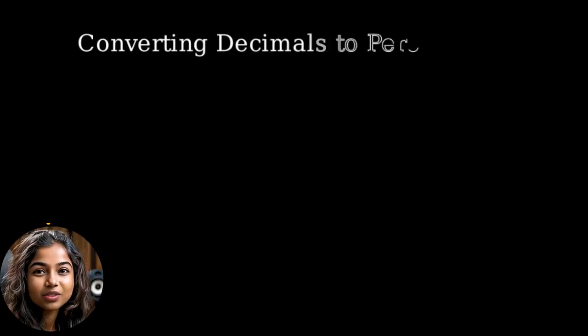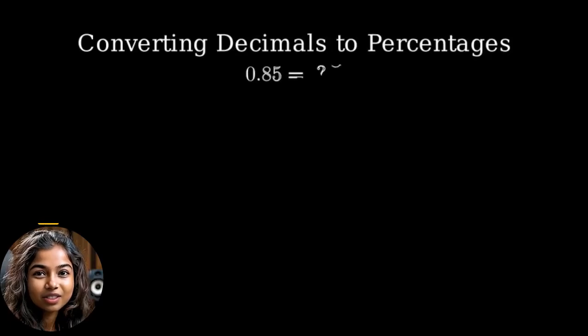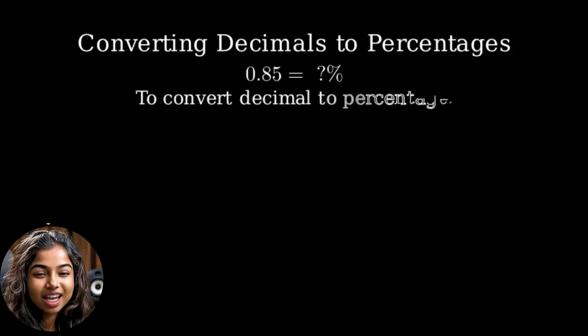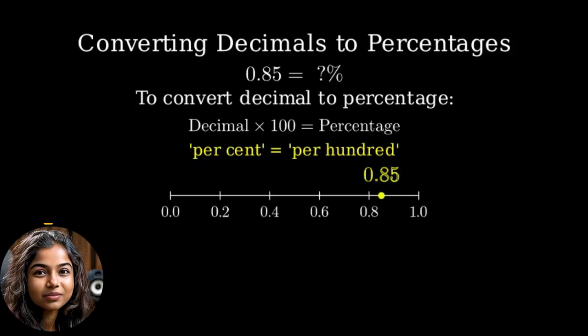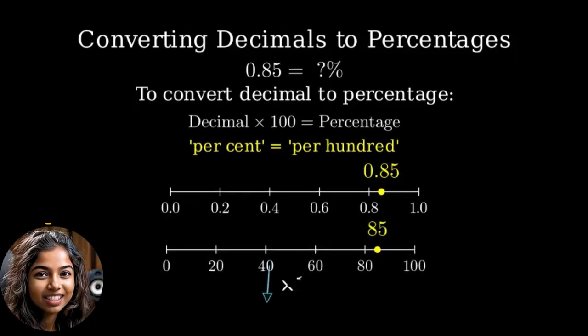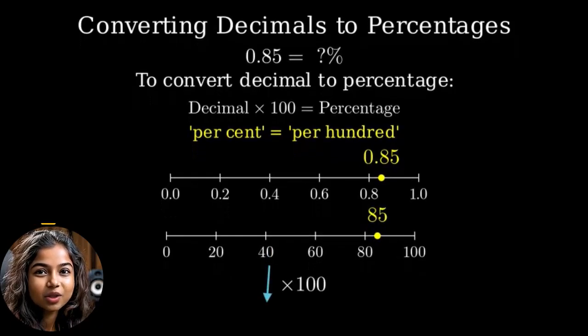Let's learn how to convert a decimal to a percentage. Our problem is to convert 0.85 into a percentage. To convert a decimal to a percentage, we multiply the decimal by 100. This is because percent literally means per hundred. Let's visualize this with a number line. Here's 0.85 on a number line from 0 to 1. When we multiply by 100, we're essentially stretching this segment to show it on a scale from 0 to 100.